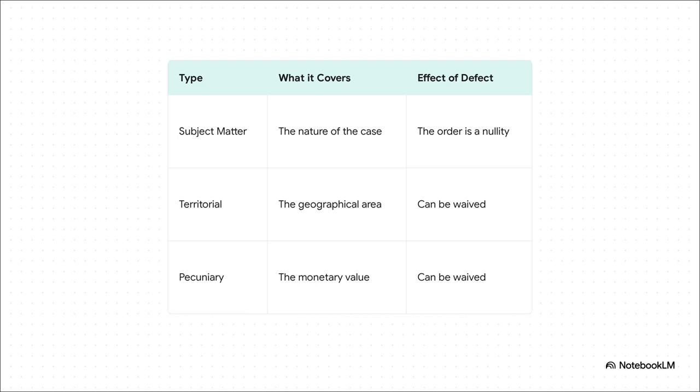You've got territorial, which is all about where the dispute happened. Then there's pecuniary, which is about how much money the case is worth. Now, if you mess these two up, sometimes it can be fixed or waived if no one objects early on. But, and this is the big one, look at that first one, subject matter. This is about the type of case. A court that deals with family law has no business hearing a corporate tax dispute. And if you get this one wrong, look at the effect. The court's order is a total nullity. It's completely void, as if it never even existed.